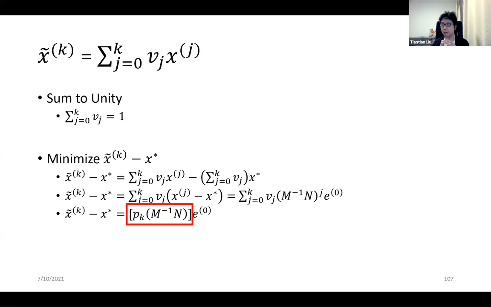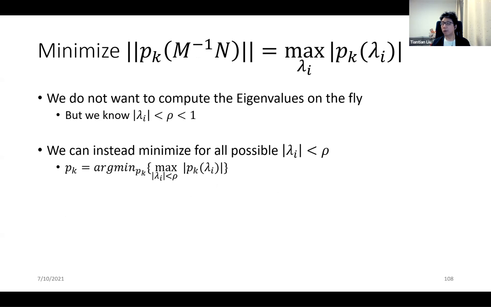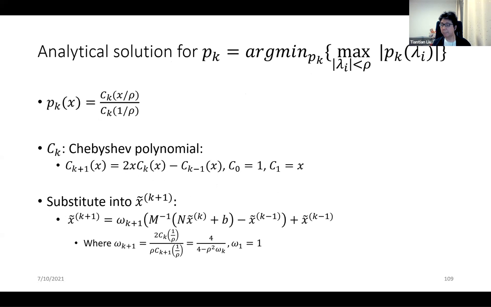And we know that the error is always some polynomial of the matrix M inverse N multiplied by the original error E0. And in order to minimize this polynomial, there's a theory that it is equivalent to minimizing the largest eigenvalue of the entire polynomial of lambda. But we don't want to really compute it on the fly, since if we can compute the lambda of the system matrix, we can already solve the linear system. So instead of minimizing over all the possible lambdas, we can pick a Chebyshev polynomial to solve this problem.